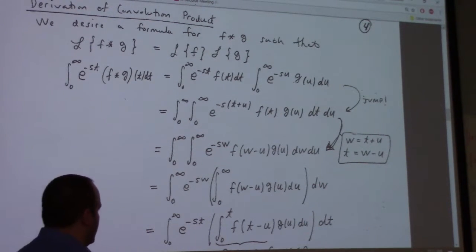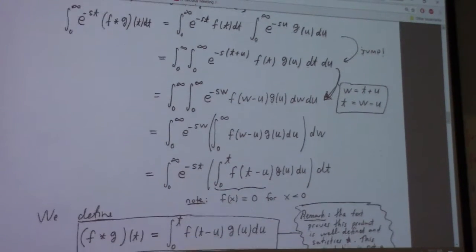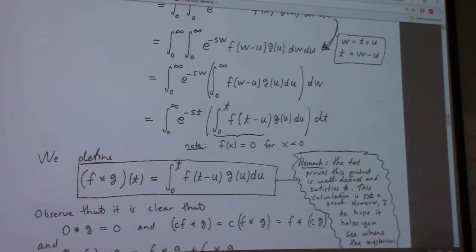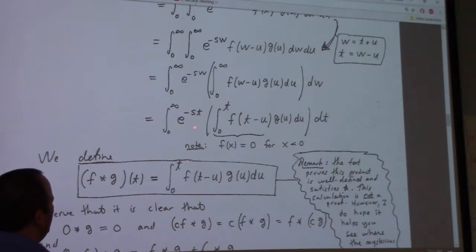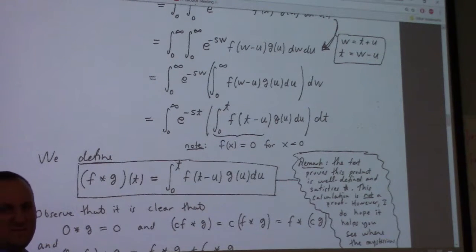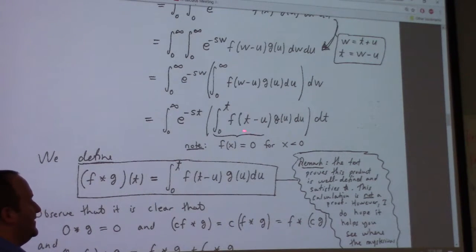Let me scoot down here a bit. Now I'm going to make a change of variables just to make it more familiar. Here I changed my w to t just so you can see what it is. So we're looking at, this is the Laplace transform of whatever's in here, right? Like, this is e to the minus st times some function of t, dt. So this is the Laplace transform of this contraption. This contraption is what we should call the convolution of f and g, because it will have the required property.